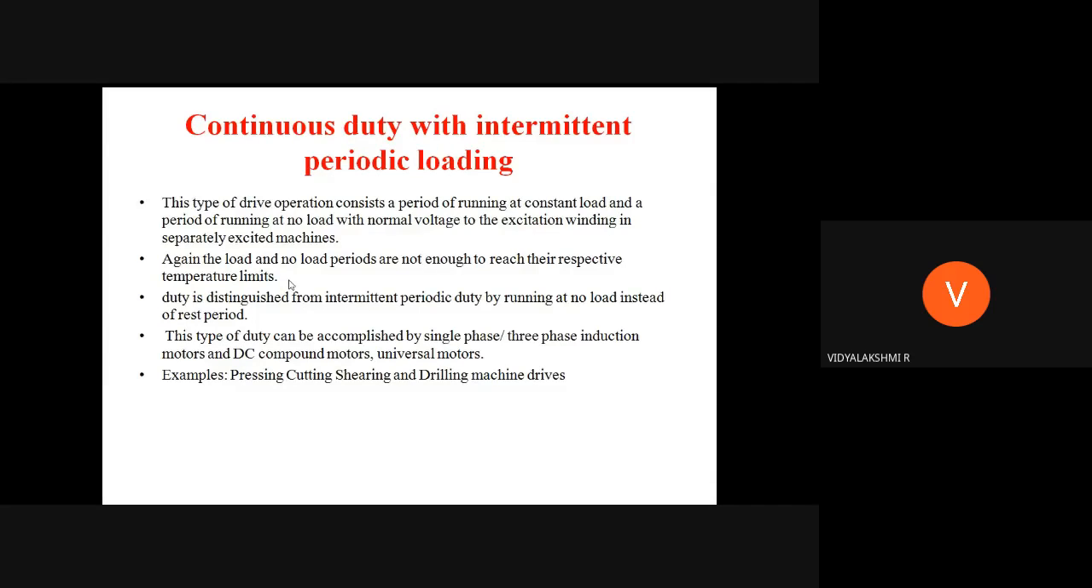I'm repeating once again. Here I'm going to apply my load for the running period. In the running period, my load will be constant, and in another period it will be no load. So I have talked about the no load and load conditions. That's why it is called continuous duty with intermittent periodic loading. There is no graph for this duty. Examples for this duty are pressing, cutting, shearing and drilling machine drives.